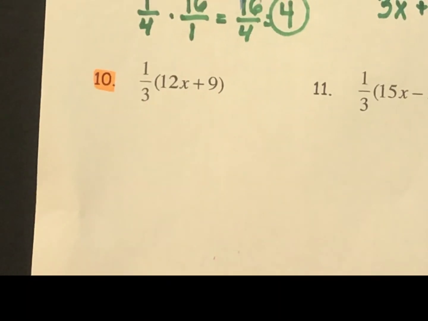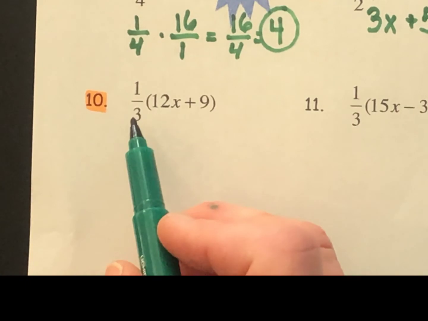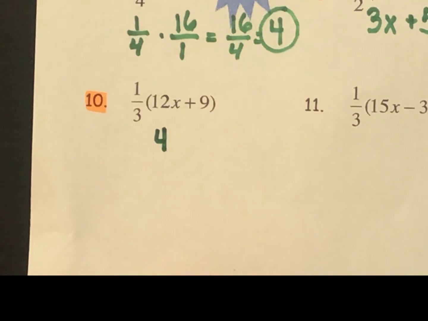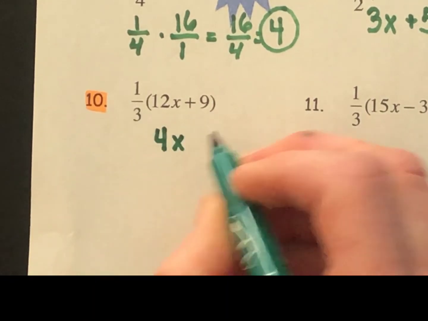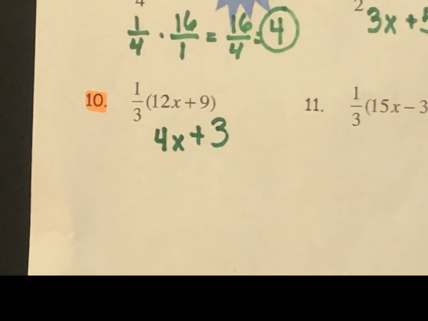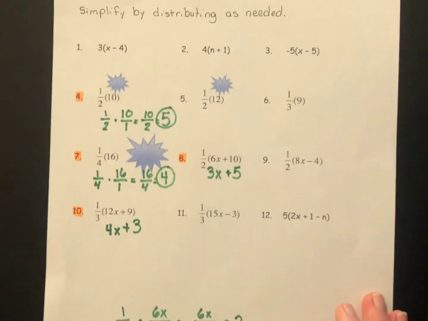There you go. So let's go down to number 10. Remember, think of the word of rather than times. You can do it both ways because they're both correct, but which one works better for you? Which one makes it easier, more obvious? That's the one that you want to use. So 1/3 of 12x would be 4x, because 1/3 of 12 is 4. Plus 1/3 of 9 is 3. See that? So you can go ahead and do the others.